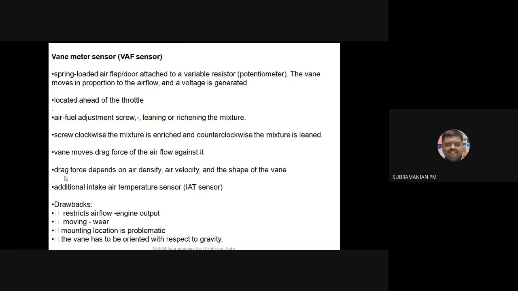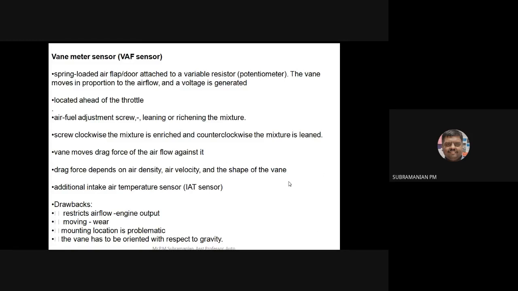And the drag force, this is the very important point you have to discuss. Okay, some specific points. When you are seeing the sketch, you will be able to present 70% or 80%, and the remaining 20% is for completing your detailed explanation, so you have to remember some points. For example, located ahead of the throttle, and I have to discuss the drag force. The drag force depends upon what? The drag force is an indication of mass air flow rate. So it depends upon air density, air velocity and shape of the vane. These three things you have to highlight. This is very, very important.